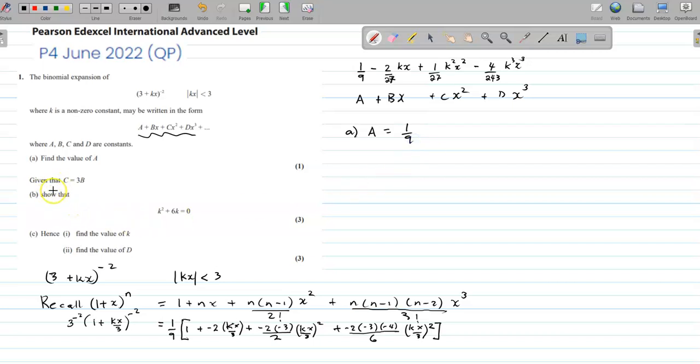And then part b says that given that c is equal to 3b, we should show that k squared plus 6k equals 0. So part b, let's say that c is equal to 3b. So c is 1 over 27 k squared is equal to 3 times b. b is minus 2 over 27 times k.